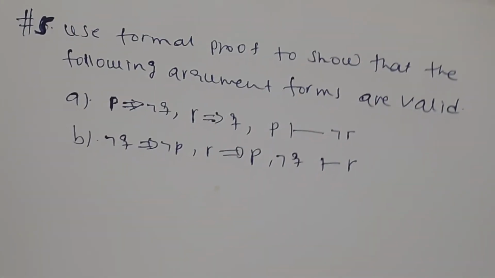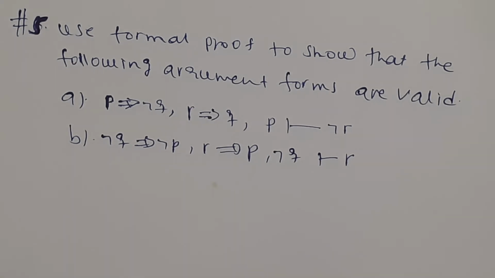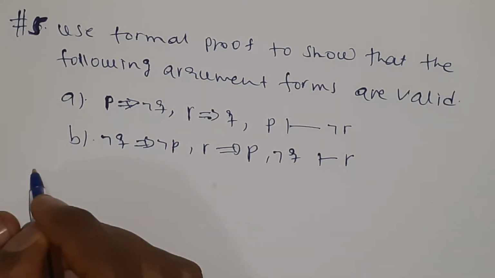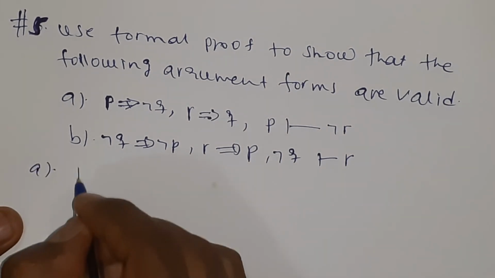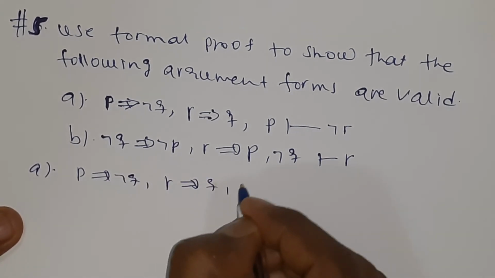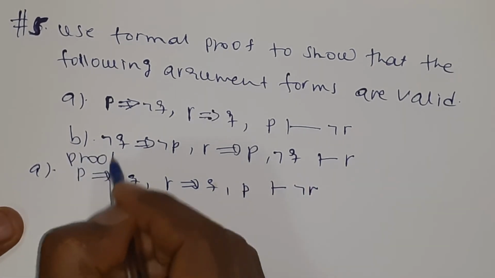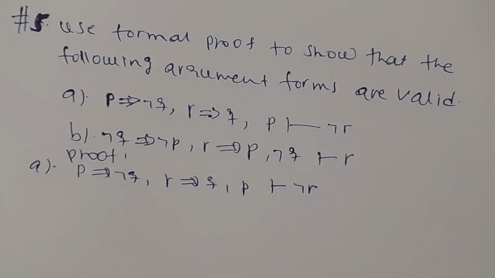The next one, that is question number 5, is a question on the validity of arguments. It says use formal proof to show that the following argument forms are valid. Let us start from the first one. That is, P implies negation of Q, R implies Q, P, therefore negation of R. Here we have 3 premises and 1 conclusion, that is, the conclusion is negation of R.